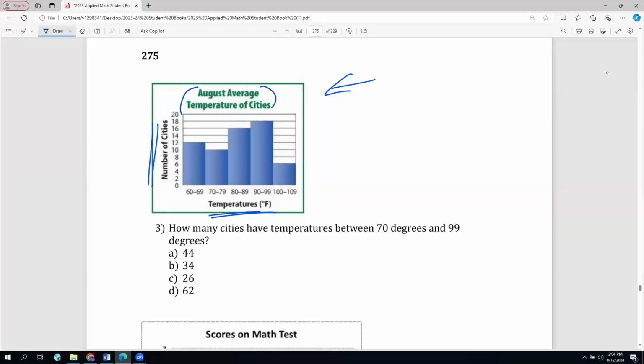Now, look at how the bars are shown. Do you notice that there is no space between each interval? And what I mean by interval is this. This would be 60. This would be 69. This also starts the next interval, which would be from 70 to 79.